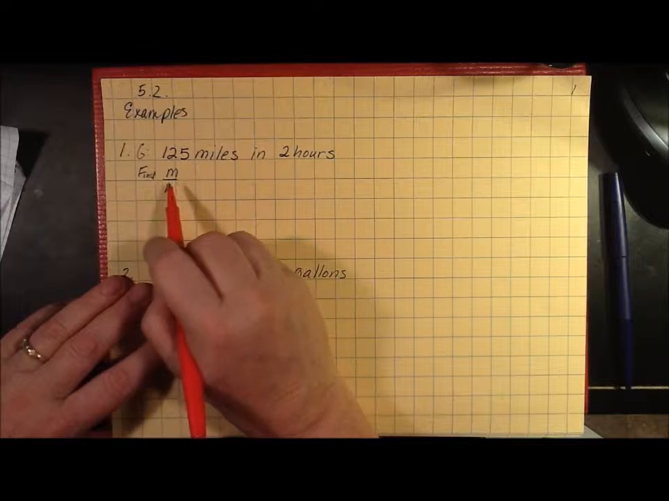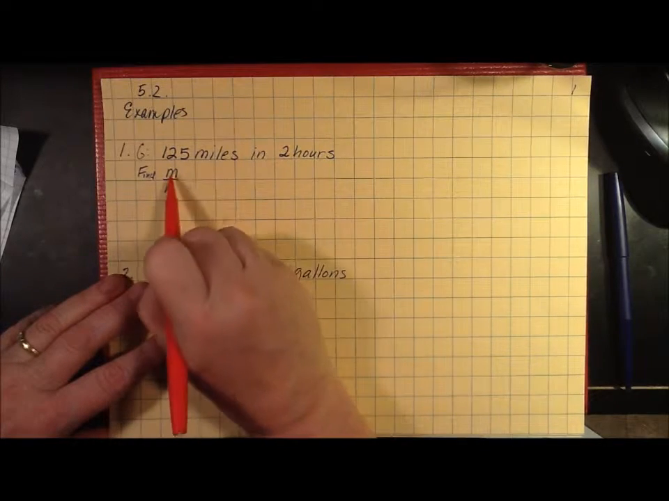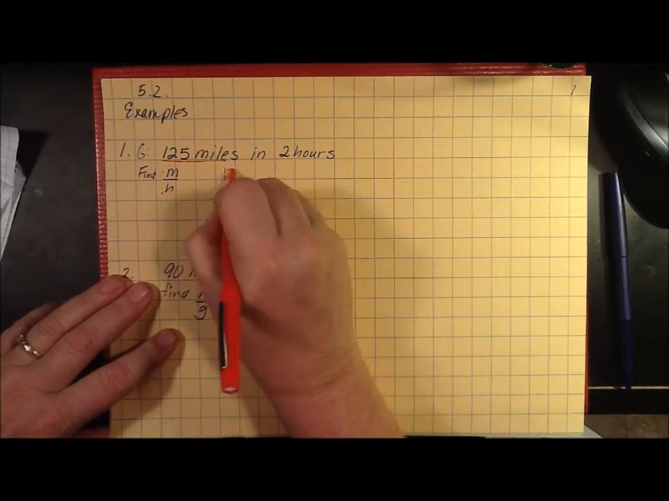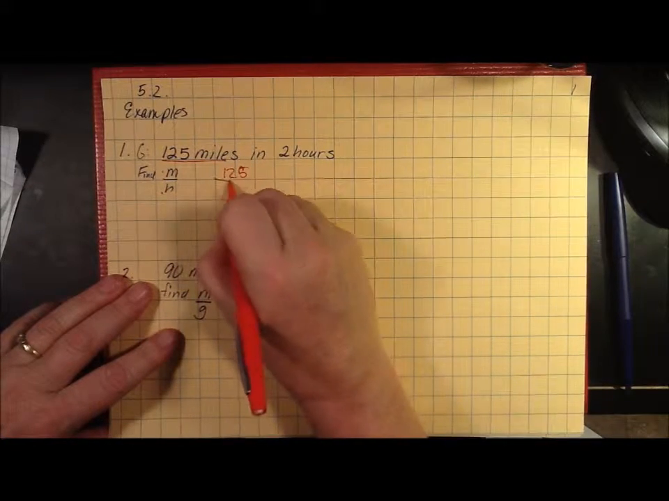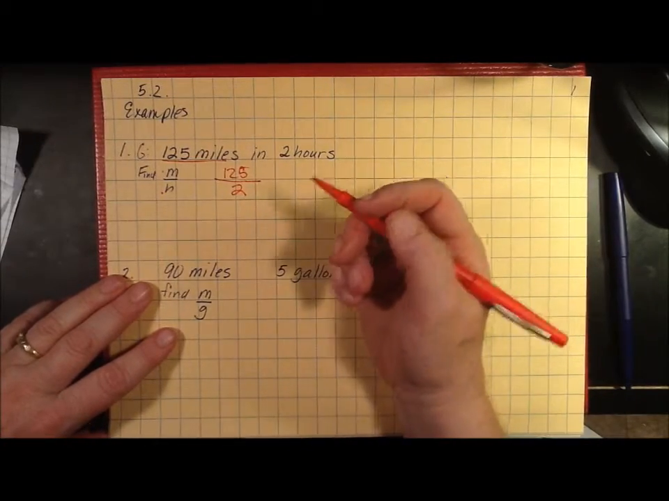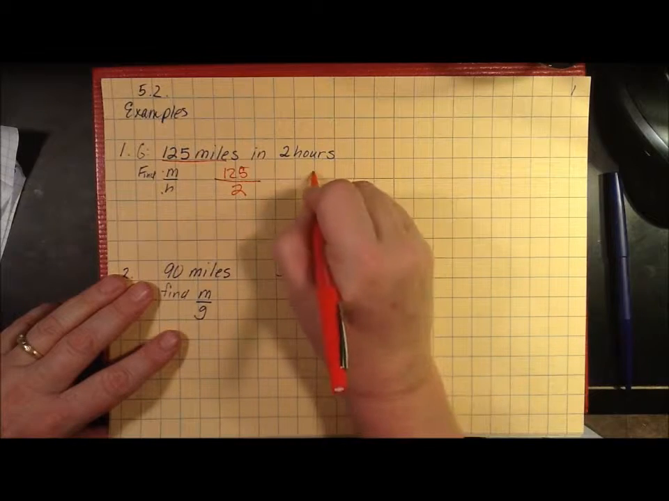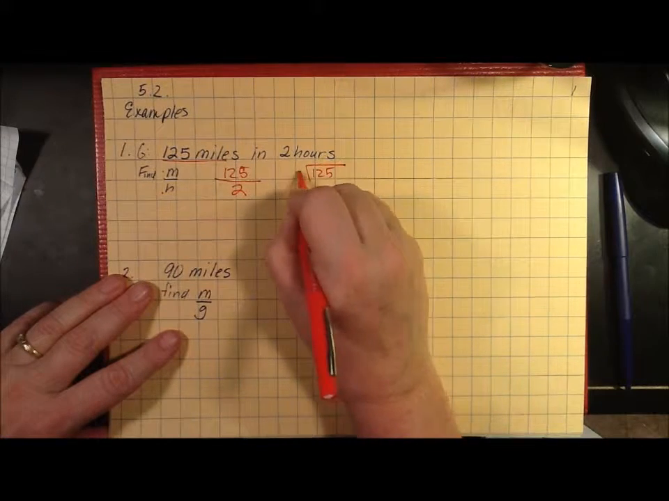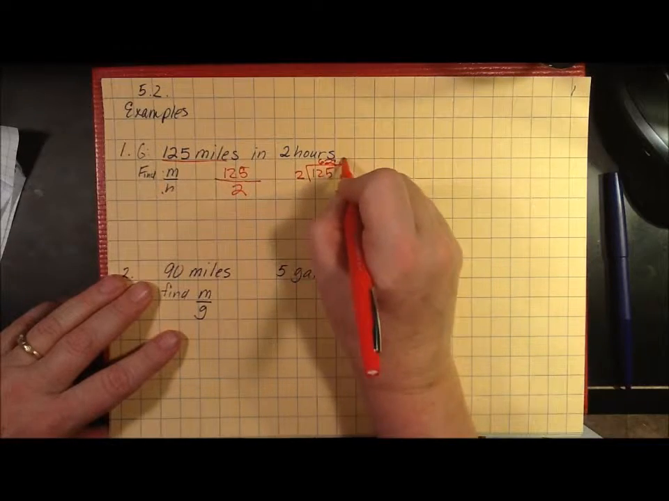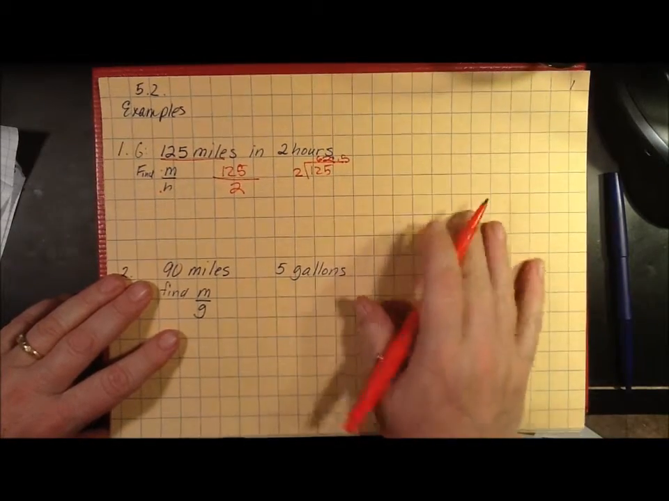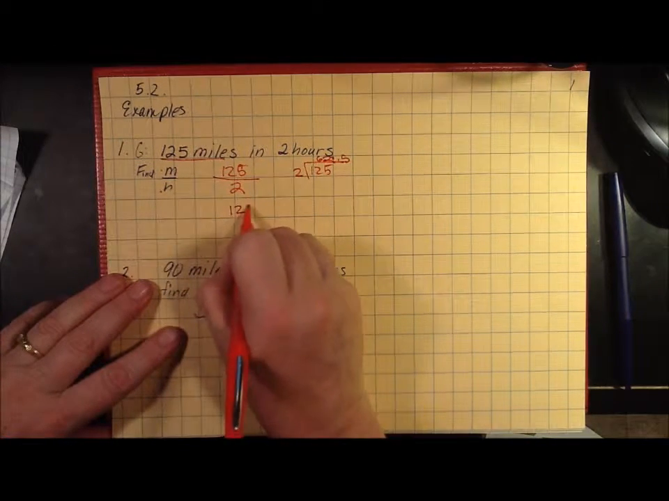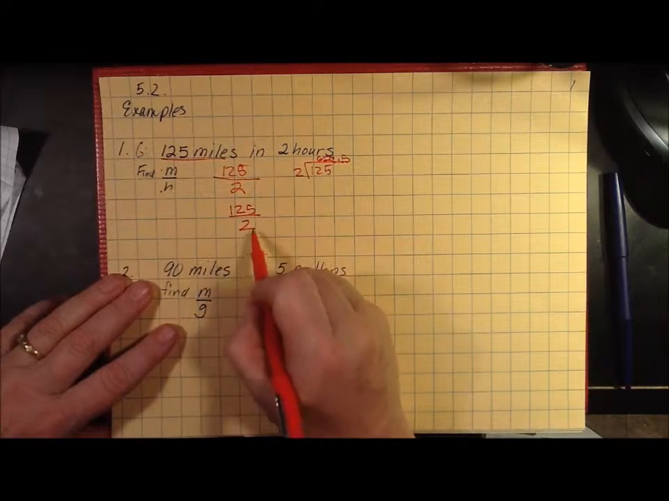So the first thing I need to do is set up my problem. They want miles per hour, so this is first 125 over 2. Now if I were to divide 125 by 2, I would get 62.5 miles per hour.